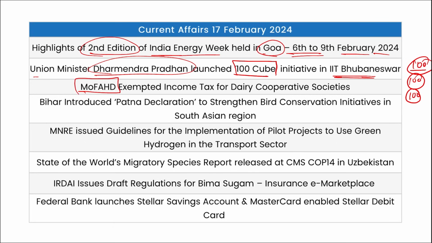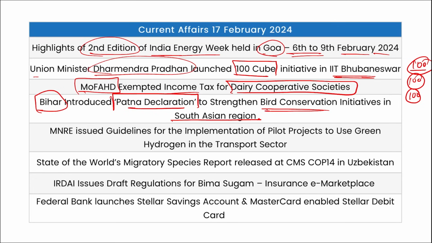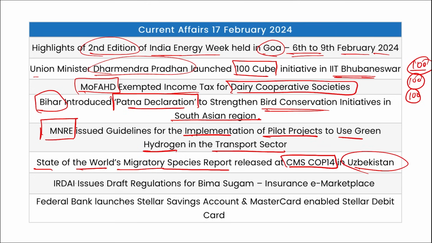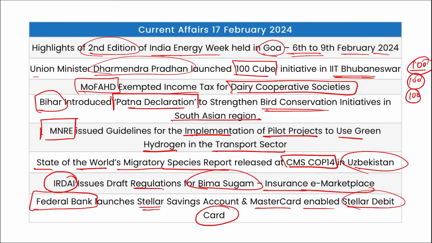Then the Ministry of Fisheries, Animal Husbandry and Dairying exempted the income tax for dairy cooperative societies. BR introduced the Patna Declaration to strengthen the bird conservation initiatives in the South Asian region. The Ministry of New and Renewable Energy issued guidelines for the implementation of a pilot project to use green hydrogen in the transport sector. Then the State of the World Migratory Species Report was released at the CMS COP14 that was held in Uzbekistan. IRDAI issued draft regulations for Bima Sugam insurance e-marketplace. Federal Bank has launched Stellar Saving Account and MasterCard enabled Stellar Debit Card.